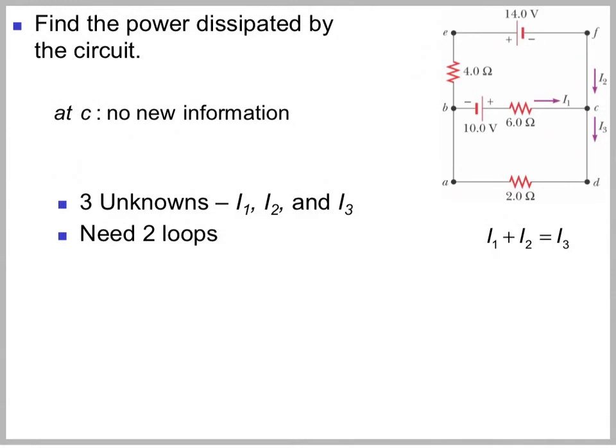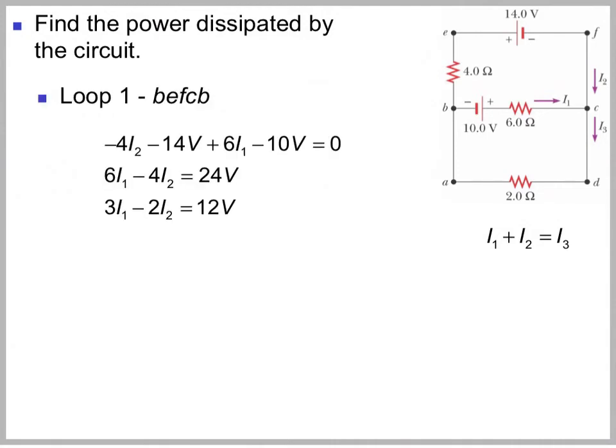I have three unknowns, I1, I2, and I3. I've got one equation, so I need two more equations, so I need to do two loops. And I could do lots of loops. I could do the upper loop, the bottom loop. I could go all the way around the outside. I usually have more loops than I need. I just choose as many as I need and go on.